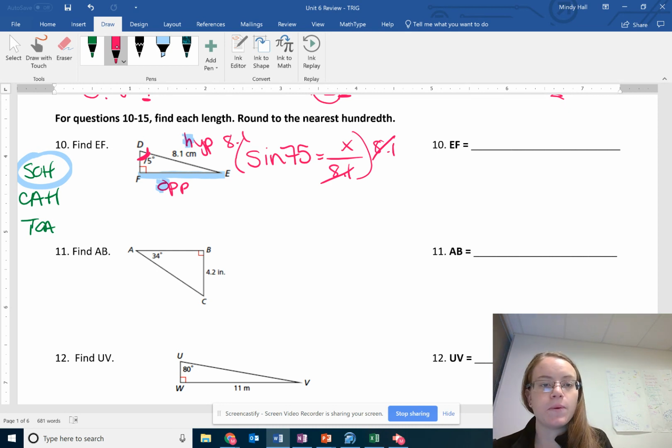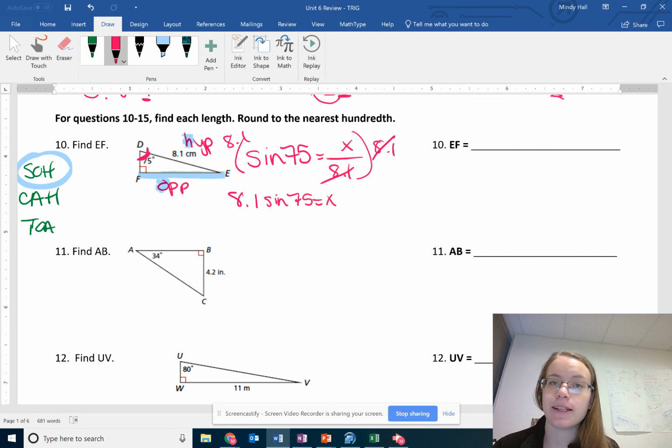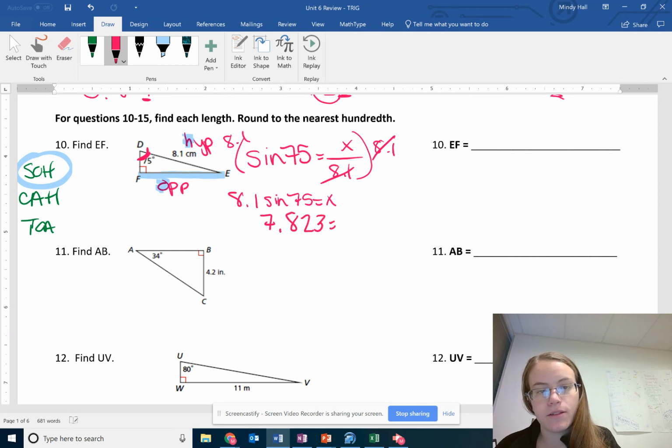So then when you do that, we have 8.1 times sine of 75. Notice I put the 8.1 in the front because I don't want to accidentally get it mixed up with the angle itself. If you have a graphing calculator, you can literally just type it in straight like that. And that gives us 7.823. So then because we need nearest hundredth, we're going to have 7.82 for EF.